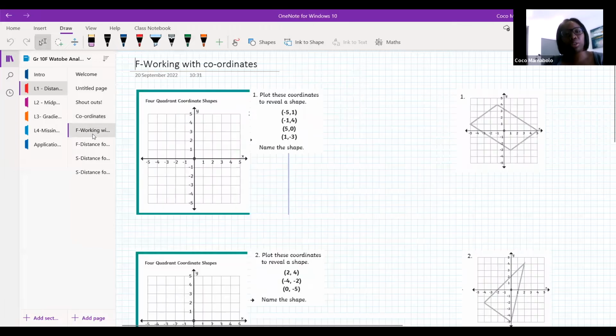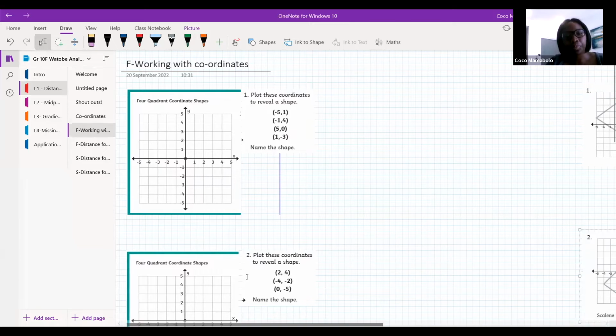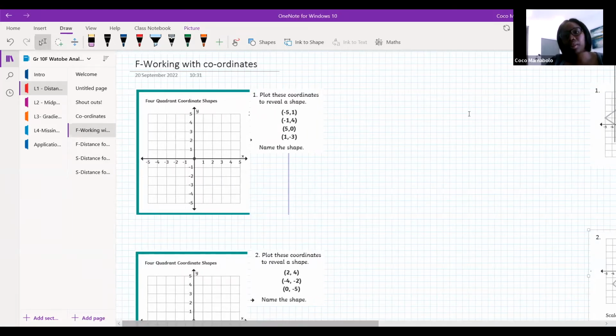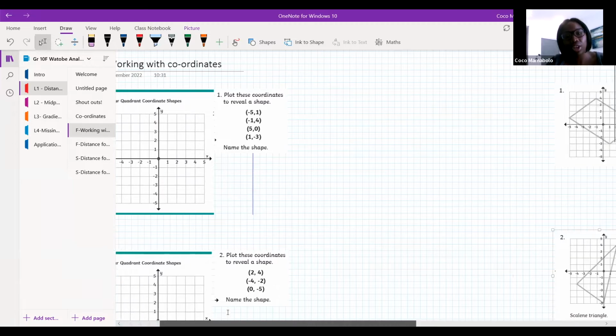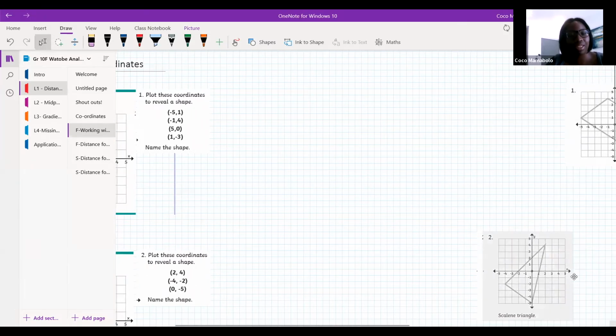So we're going to be looking at plotting these to reveal a shape. A lot of analytical geometry is based on shapes. Quite a bit of it has to do with shapes and lines. I'm trying to hide the answers, but I feel like I've already shown you the answers.